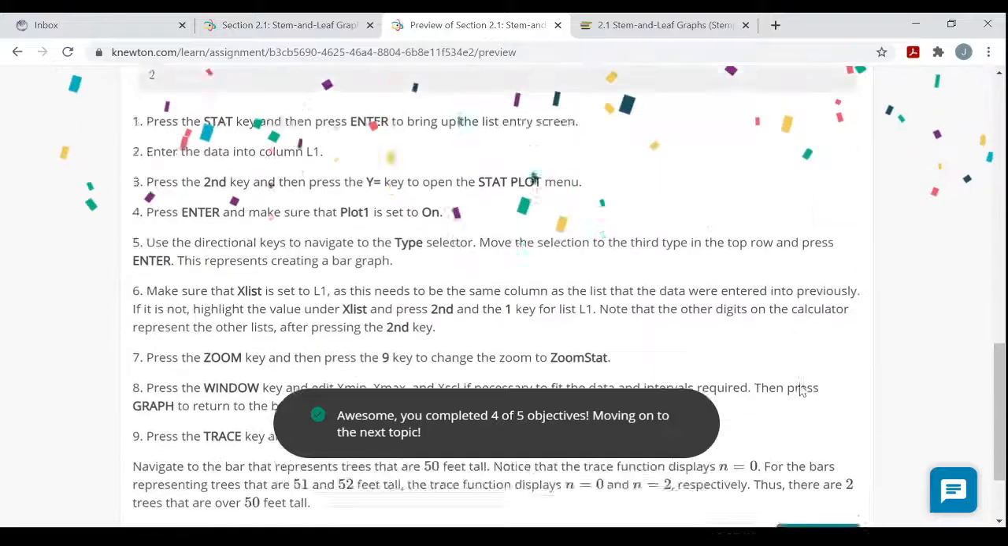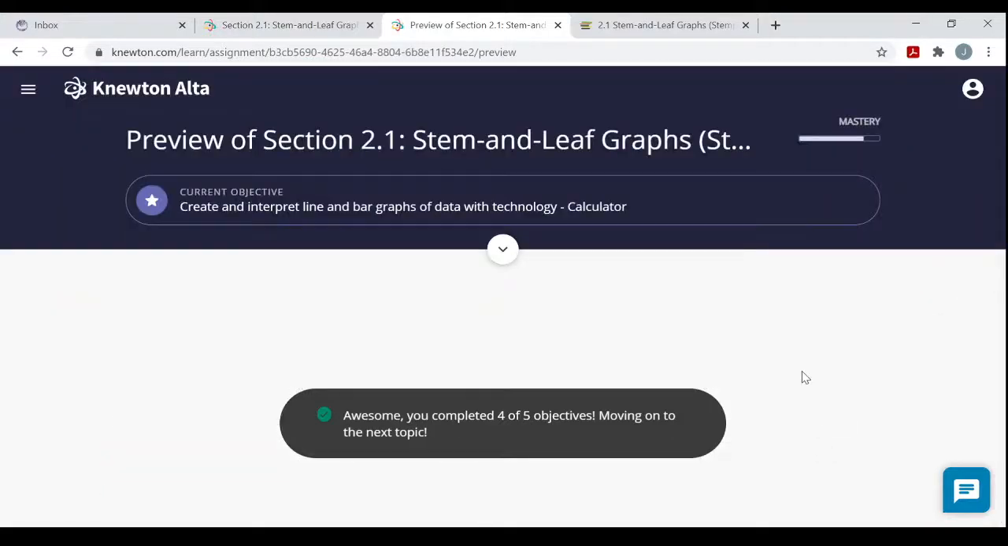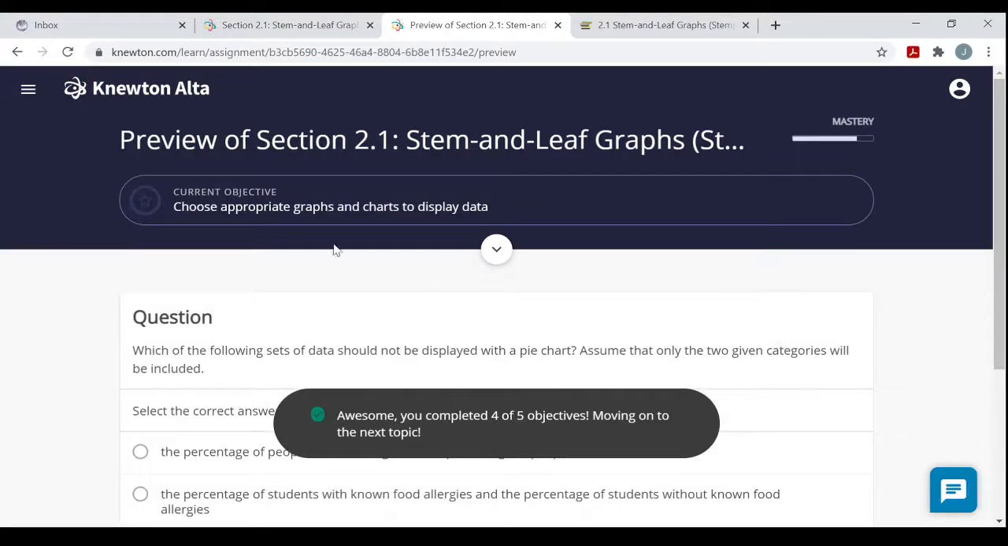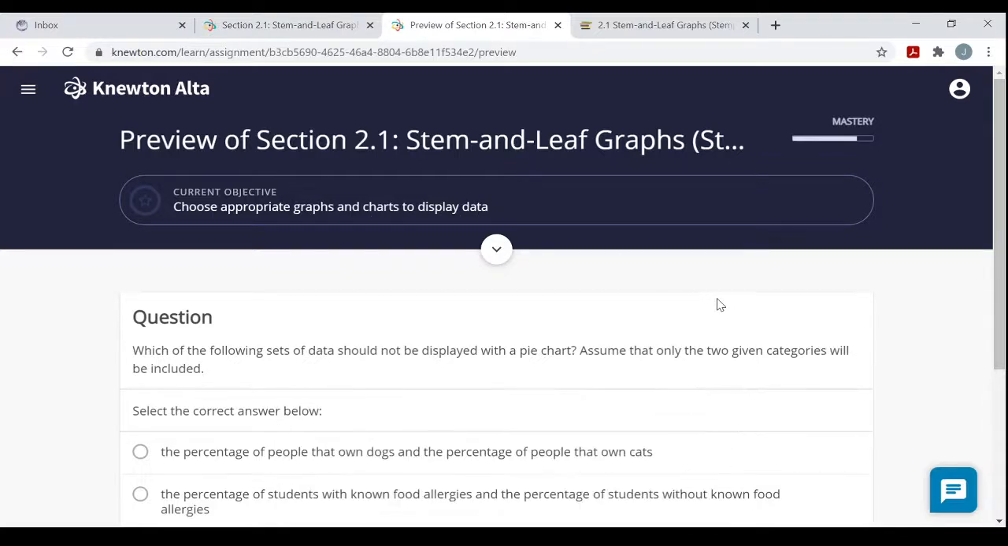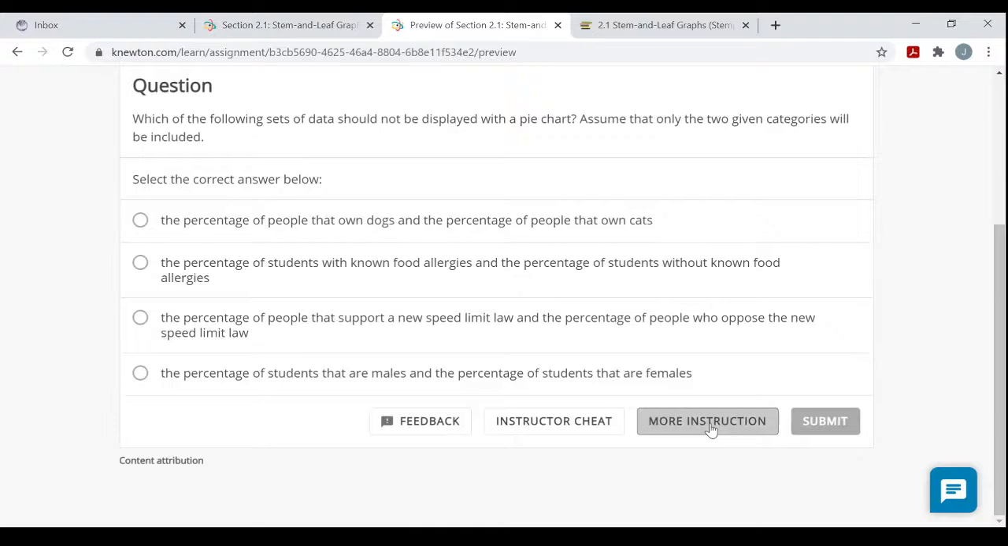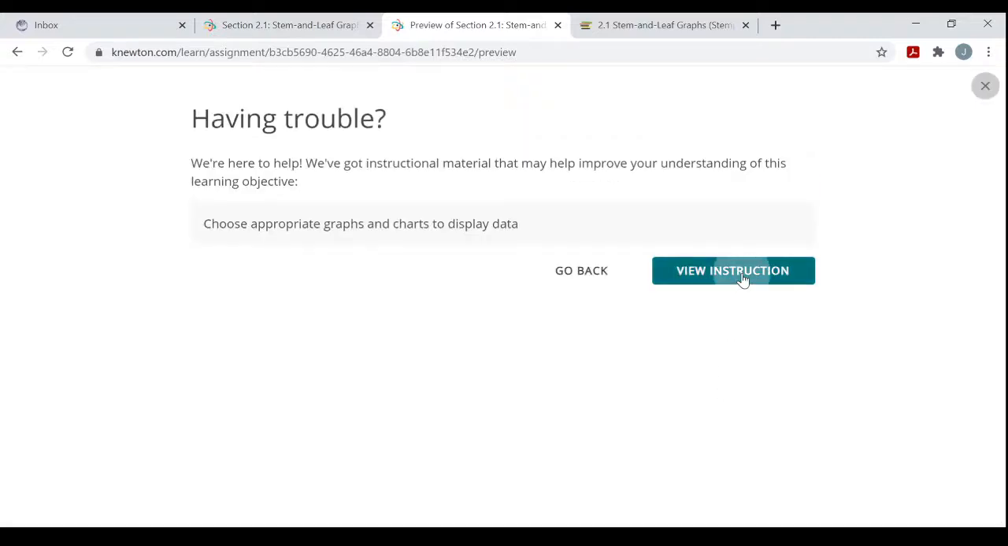All right, so I got one last objective here. Choose appropriate graphs and charts to display data. Now this is going to be between a bar graph and a pie chart. You've probably seen pie charts before. A pie chart looks like a circle and is filled in with little slices that add up to 100%. Pie charts are usually used for percentages and non-overlapping categories. But let's click on more instruction.